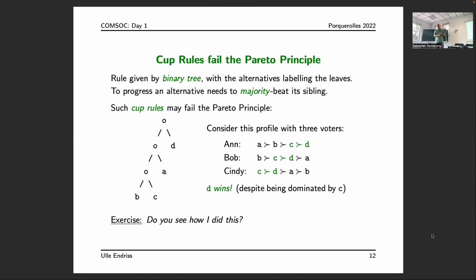On the right-hand side, I have an example of a profile of preferences of the agents. There are 3 voters, Anne, Bob, and Cindy, and these are their preferences. You can have a look first and play it through in your mind to see which of the alternatives would win the election. Have a quick check yourself.